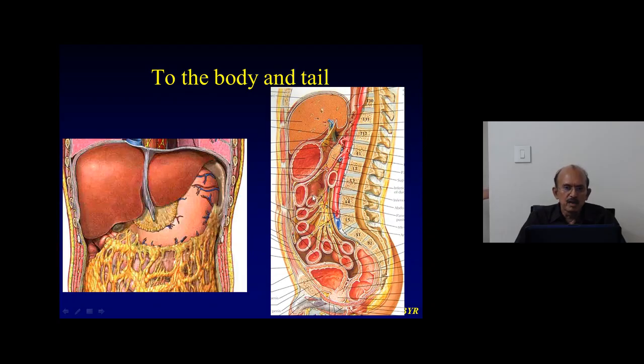So how to approach that one? You cut the greater omentum from the greater curvature of the stomach. Once you cut the greater omentum from the greater curvature of the stomach, it can be retracted upwards and the transverse colon can be retracted downwards. So you are entering into the lesser sac. Then you can go to the pancreas anterior surface.